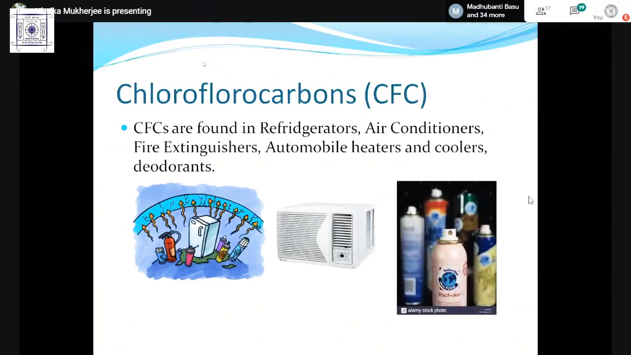Next is, what are chlorofluorocarbons or CFCs? Here we can see what the CFCs are and where they are found.